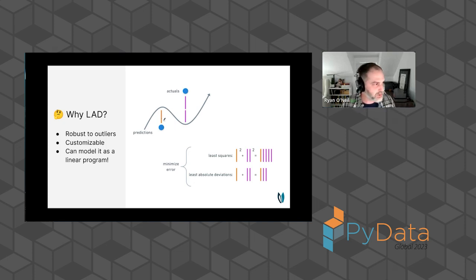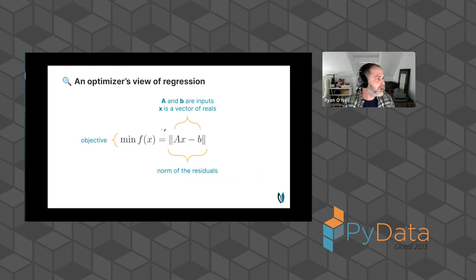So let's look a little bit at what the model looks like. If we're coming to regression from an optimization perspective, this is what that model looks like. We're trying to minimize essentially the sum of a bunch of residuals. And those residuals have some norm applied to them, which could be sort of any valid norm. Now, typically, in least squares, that's the L2 norm. But in LAD, all we're doing is we're saying we're going to replace that with the L1 norm. Other than that, it's the same model.